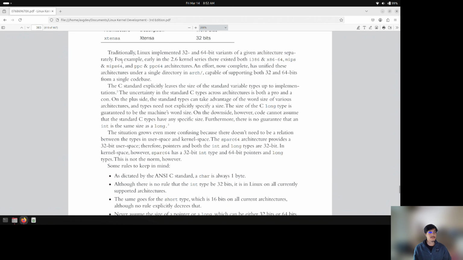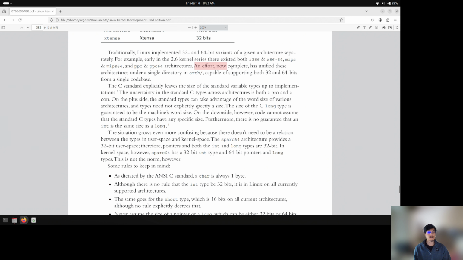Traditionally, Linux implemented 32 and 64-bit variants of a given architecture separately. For example, early in the 2.6 kernel series, there existed both i386 and x86-64, MIPS and MIPS-64, and PPC and PPC-64 architectures.